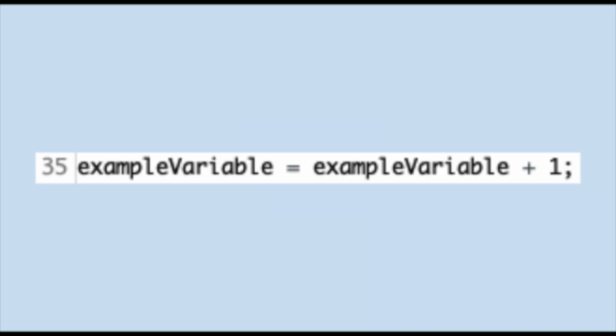Now we all know that this makes no sense as a normal equation. Something can't equal itself plus 1. However, it makes sense when you consider that the equal sign in C++ doesn't mean that something is equal to something else, but rather sets something as equal to something else. In this scenario, the processor takes the number held by example variable, adds 1 to that value, and then puts the new value in example variable. This is how all equations work in C++.